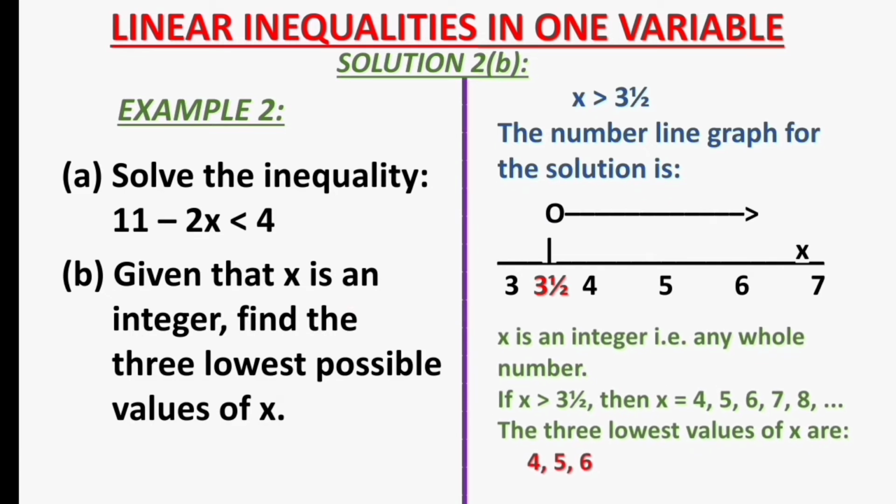From the number line graph, x is an integer, that is any whole number. If x is greater than 3.5, then x should be 4 or 5 or 6 or 7 or 8 or 9 or 10 and so on to the right of the number line. The 3 lowest values of x are 4, 5 and 6. I hope you got that right.